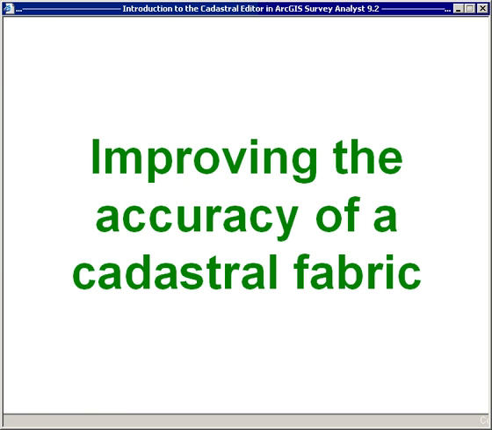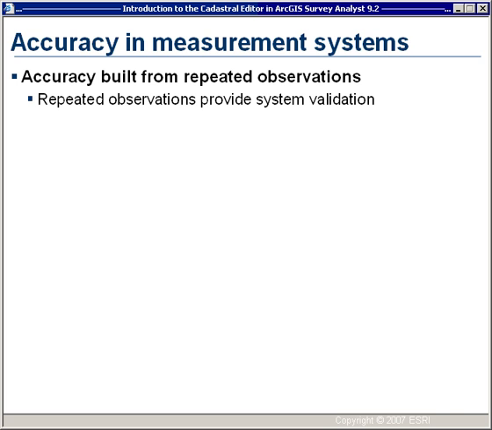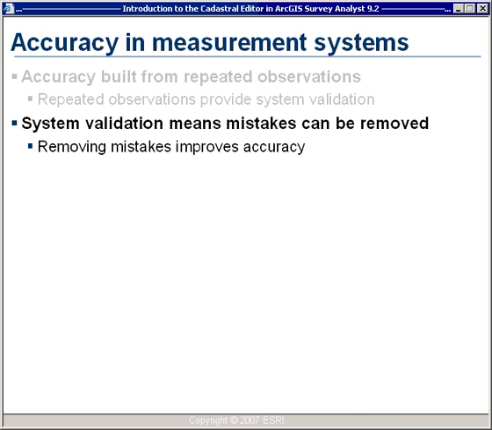Now let's talk about our final topic, improving spatial accuracy. First of all, I'm going to talk about accuracy in measurement systems generally. In any measurement-based system, repeated observations provide system validation because they're used to double-check and triple-check the stored values one against the other. Multiple checks allow a system to identify mistakes that can then be removed by an operator. By removing mistakes, you can improve the overall accuracy of the whole system.